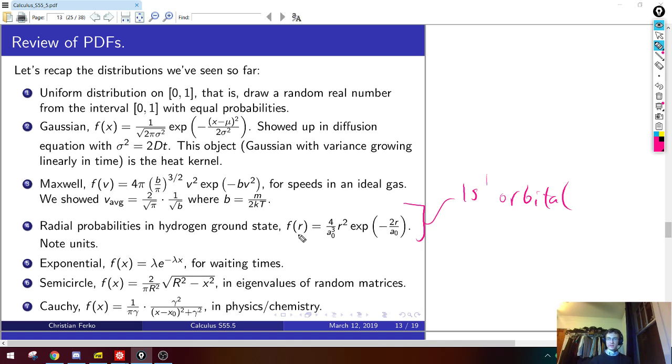I'm only showing the dependence on the distance from the origin, not whether it's likely to be at theta equals 0 versus theta equals 90. So especially, starting with the p orbitals, 1p1 has some theta and phi dependence. The theta and phi dependence is encoded in these functions, which are called spherical harmonics, and they are written as Y_LM of theta, phi.